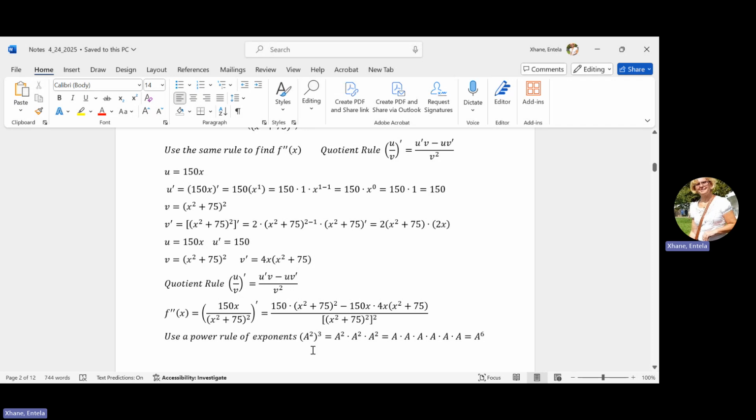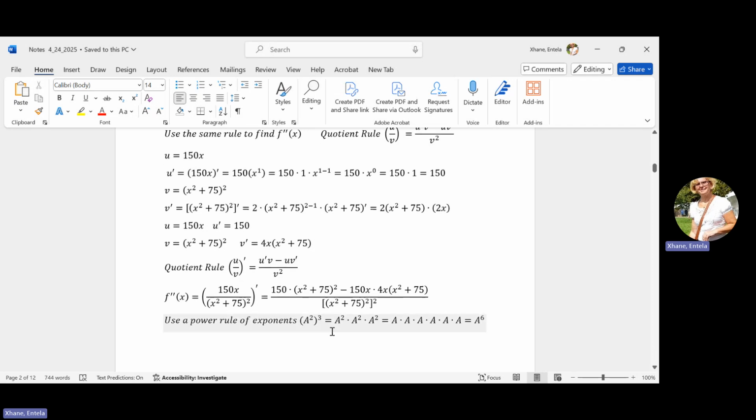I'm showing you one power rule of exponents. So when I have a squared raised to the third, that's the same as raising a squared 3 times or multiplying it by itself. So that's a to the 6. So we say if I raise an exponent into another exponent, we multiply exponents together.